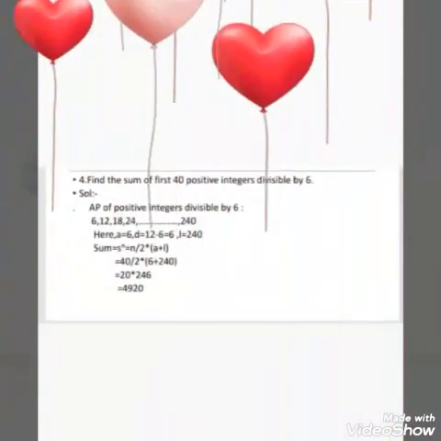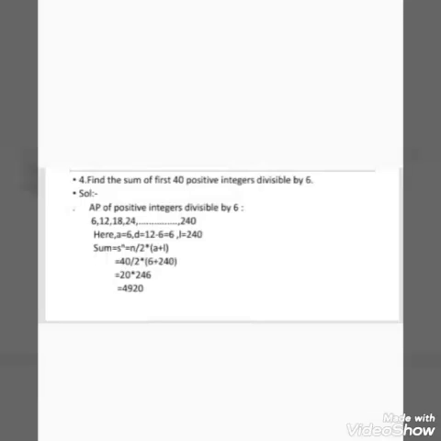Fourth question is find the sum of first 40 positive integers divisible by 6. This question is also from arithmetic progression. So here we have to find the sum of the first 40 positive integers which are divisible by 6. So what is the AP here? AP should be 6, 12, 18, 24, and the 40th value, which is 240.